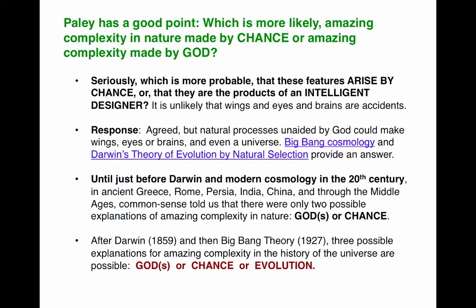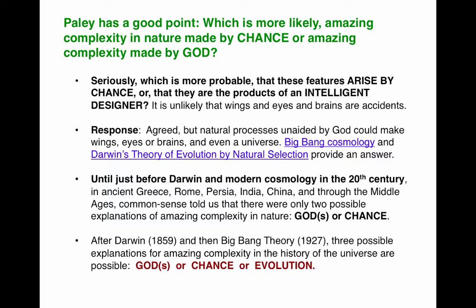William Paley has a good point. Which is more likely, amazing complexity in nature made by chance, or amazing complexity made by God? Seriously, which is more probable, that these features arise by chance, or that they are the products of an intelligent designer? It's unlikely that wings and eyes and brains are accidents. Here is a response to this. Agreed. But natural processes, unaided by God, could make wings, eyes, or brains, and even a universe. Big Bang cosmology and Darwin's theory of evolution by natural selection provide an answer.